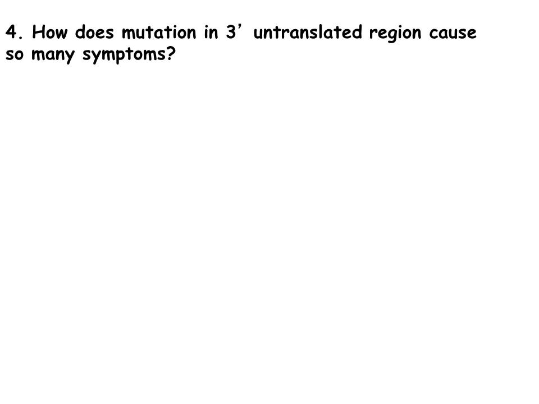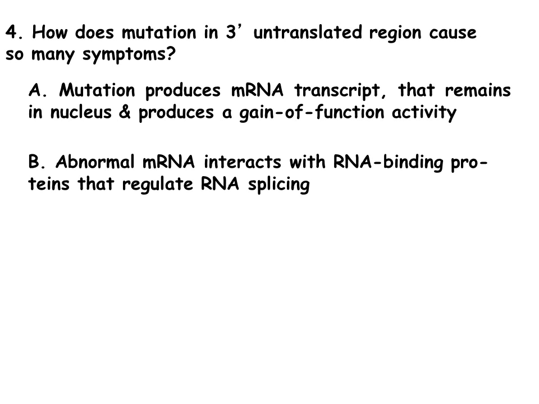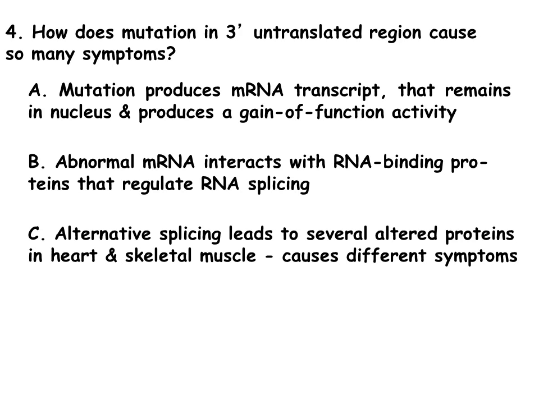So how does a mutation, in this case in the 3' untranslated region, so it's at the end, past all the exons and everything, cause so many symptoms? Well, it turns out that this mutation leads to the formation of a messenger RNA transcript. It remains in the nucleus, and it produces a sort of gain of function activity, as it says there. So this abnormal messenger RNA interacts with RNA binding proteins that regulate RNA splicing. So what happens is you get this alternative splicing of several different proteins, and this causes all the different symptoms.